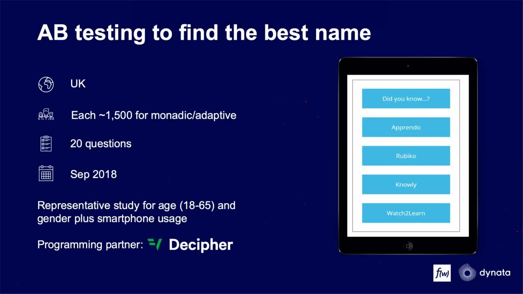I should say, the implementation of the algorithm was made technically possible with the help of Decipher, who are good at this sort of stuff. So we thank their help.